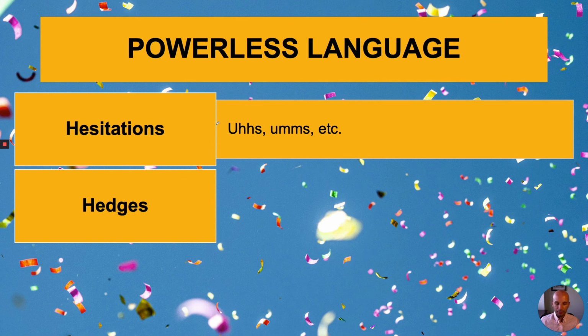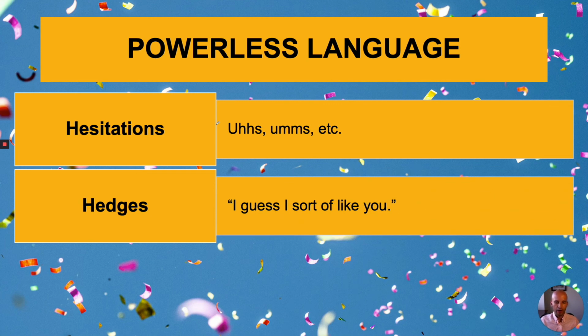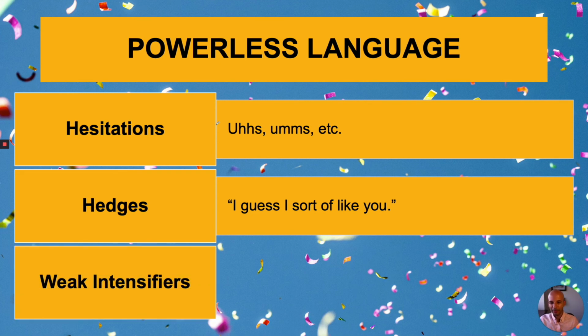But secondly, we also have hedges. Hedges are qualifications to an utterance. Something like, I guess, or I think, or maybe, I'm not too sure. Okay, all of those hedges, like I guess, I think, I sort of, I maybe, all those things, powerless.